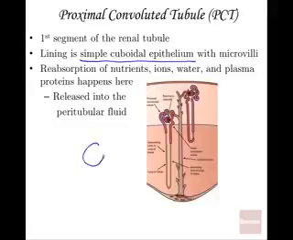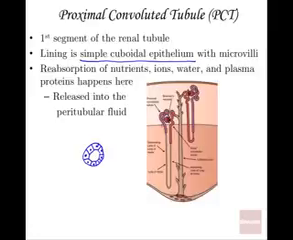If you were to take a cross section of the PCT, you would see kind of cube-looking, one cell layer thick cells. And of course, they're all going to have their own little nucleus. So here's that rounded cuboidal epithelium. This would be called the lumen, the space within this tube. And reabsorption of nutrients happens here. And what's meant by that is you have water and solutes coming through here, and that's eventually going to be urine.